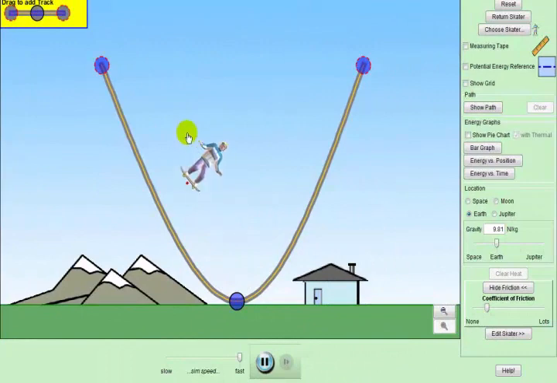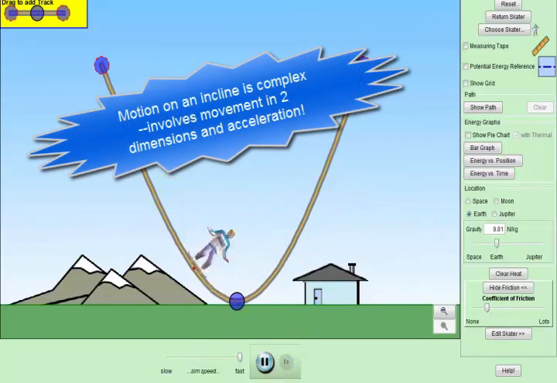Today we're going to look at how you solve the motion of an object accelerating along an incline. And this is hard, like we said, because your speed is never the same. We have acceleration. Also, there's motion in both the x and y direction. A skater on a half pipe will go left to right as well as up and down against gravity.